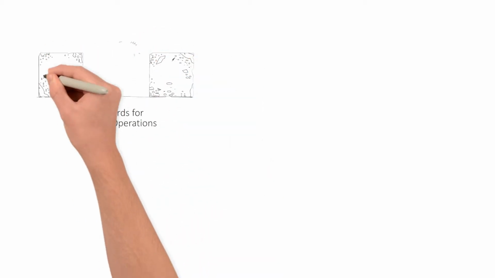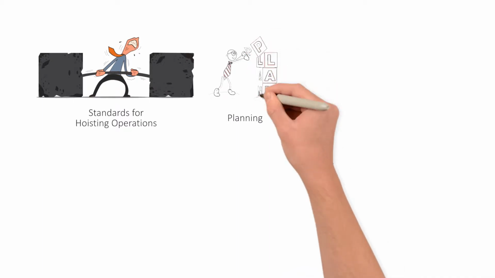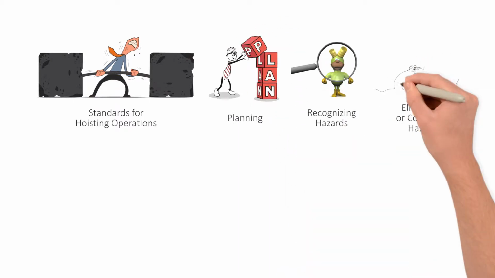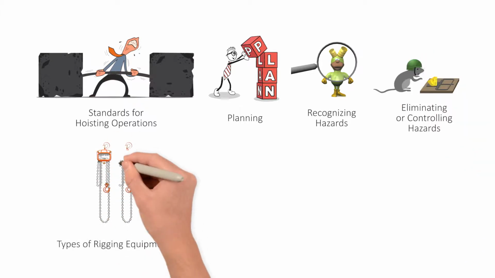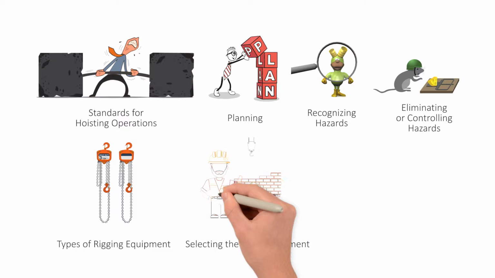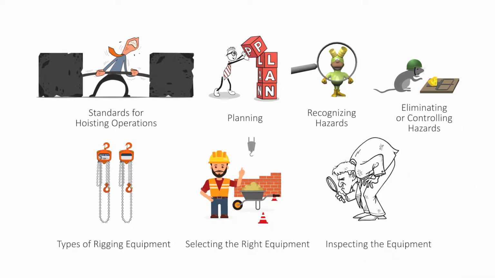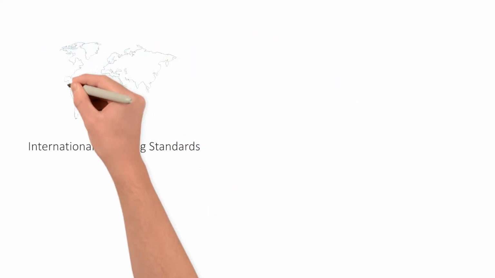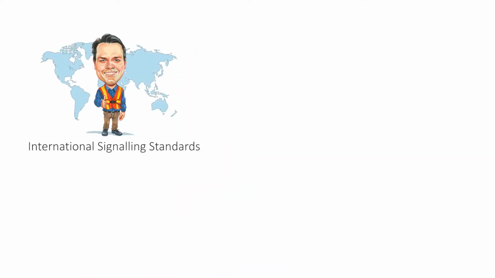This course will cover standards related to hoisting operations, such as planning, recognizing hazards, and then eliminating or controlling them. We will also cover the types of rigging equipment, and how to select the right equipment for the upcoming lift, and how to inspect the equipment before you use it. In addition, we'll cover international signaling standards for communicating with the crane operator prior to and during the lifting operation.